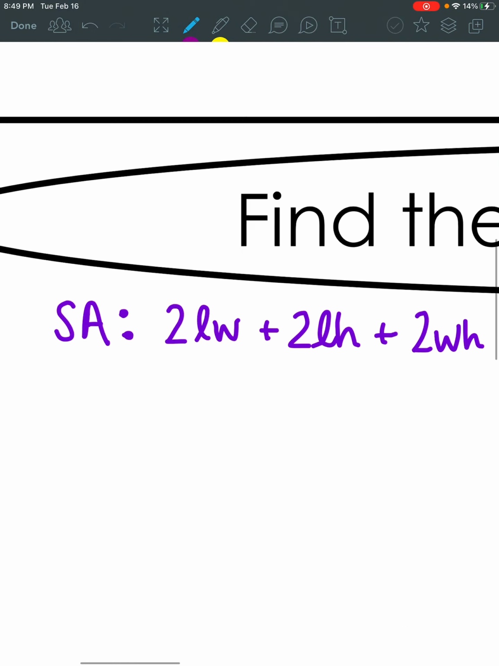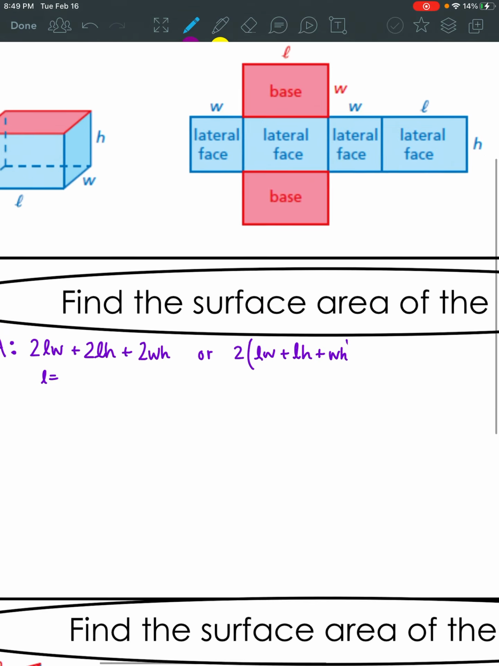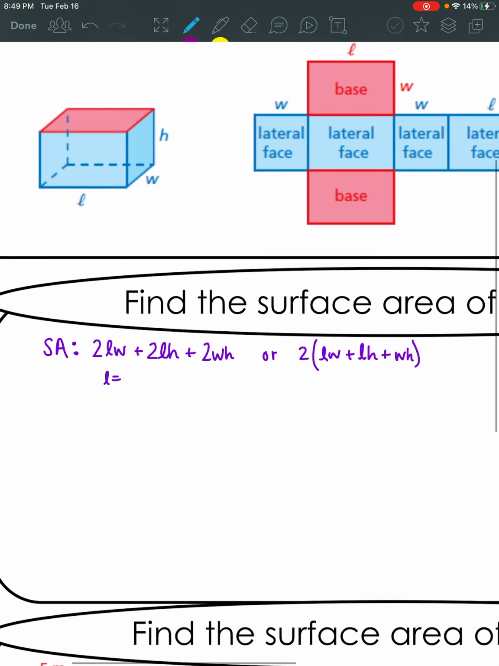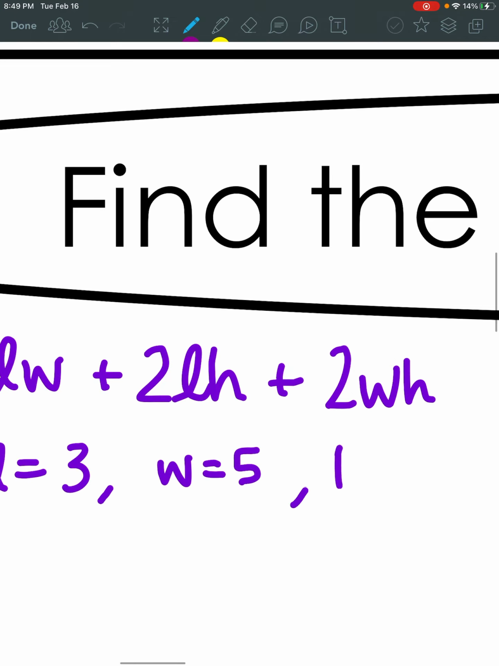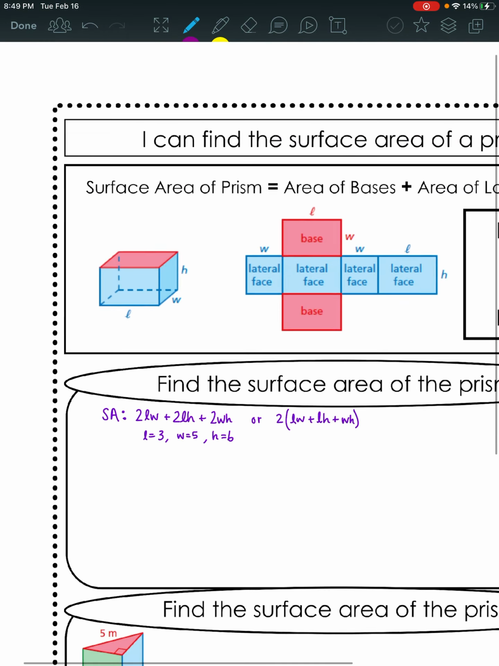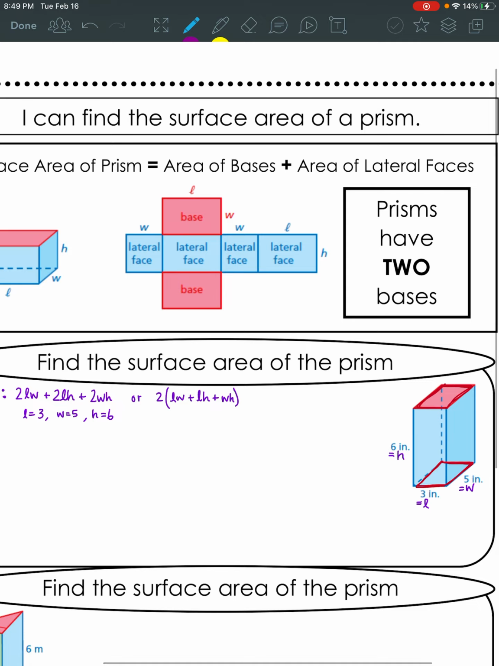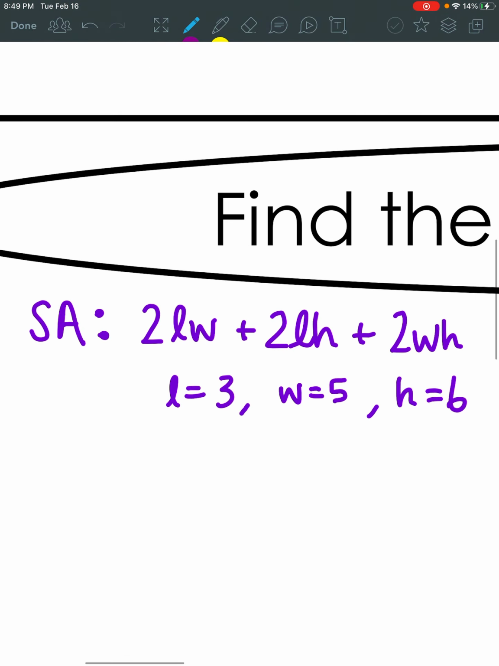So in our formula, I'm going to put over here what we just identified. The length, and I already don't remember, it was 3. The width was 5. And then the height was 6. Once you find those three measurements, you can plug them straight into your formula. You can show your work using that formula, and then use your calculator to find the total surface area. So 2 times 3 times 5.